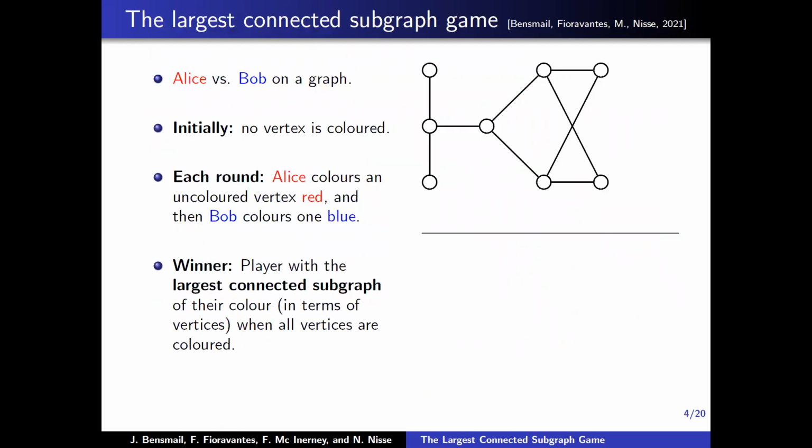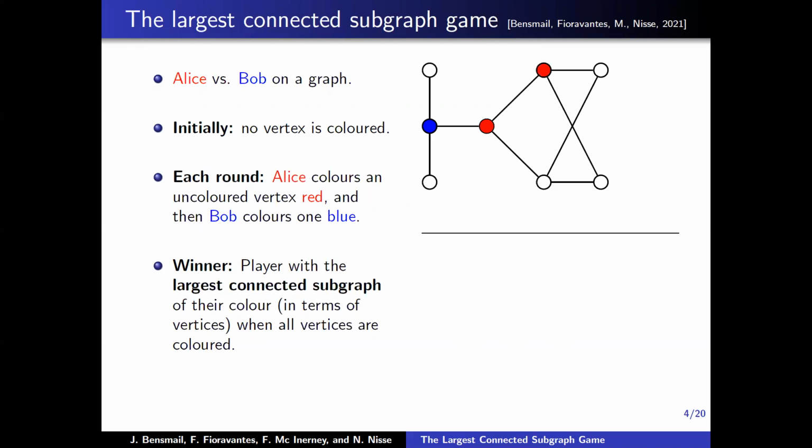Now I can introduce the game of this paper, which is the largest connected subgraph game, which is both a connection game and a scoring game on graphs. So it's Alice versus Bob on a graph. Initially, no vertex is colored, and in each round, first Alice colors an uncolored vertex red, and then Bob colors one blue. And the winner is the player with the largest connected subgraph of their color, where largest is in terms of the number of vertices. And this is when the game ends, so when all the vertices are colored.